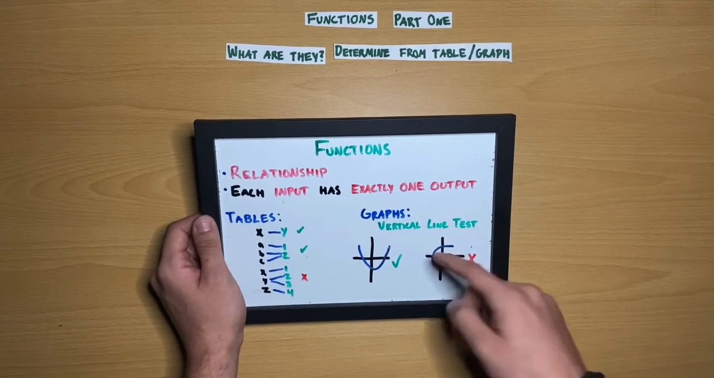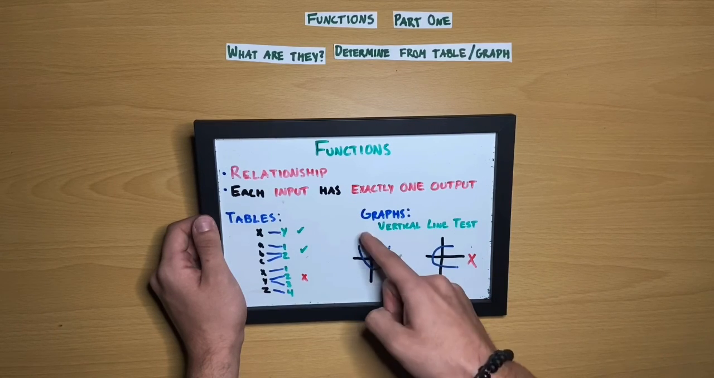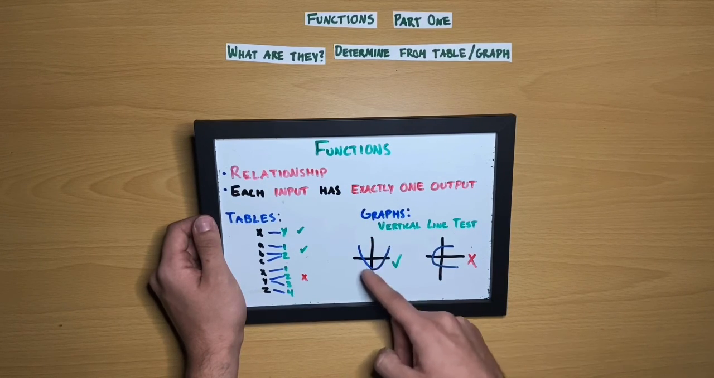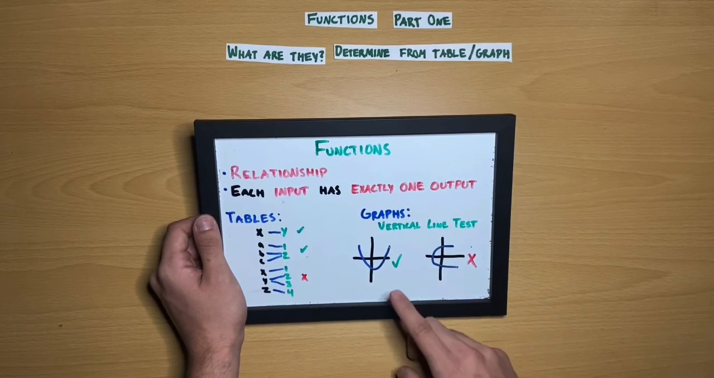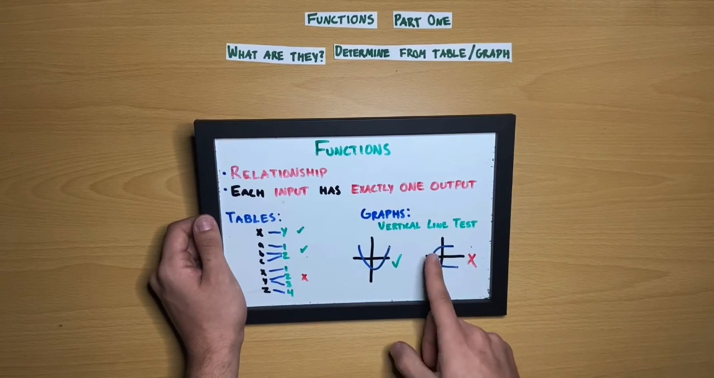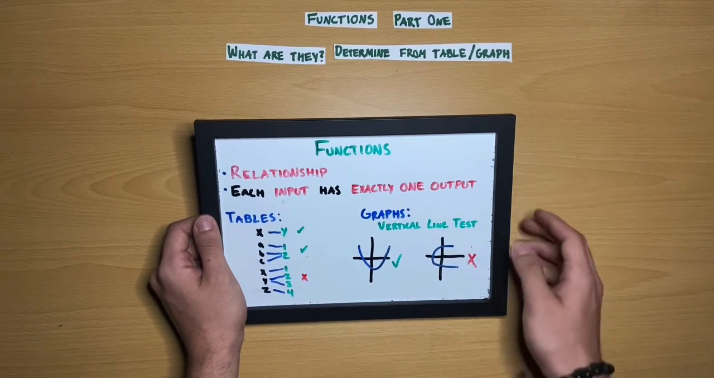For graphs, we apply the same concept using the vertical line test. And if we do a vertical line across this function, and it only touches once at every point, then it is a function. Otherwise, if it touches 2 or more times at any point, then it is not a function.